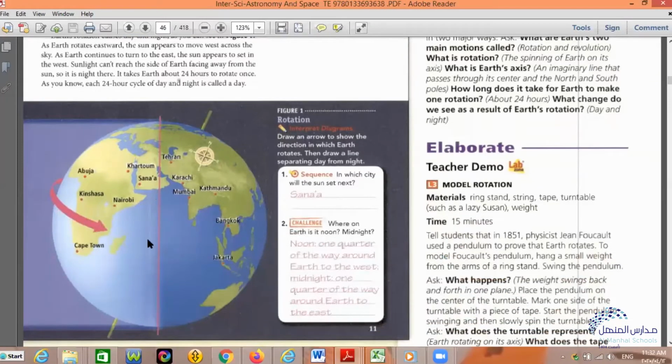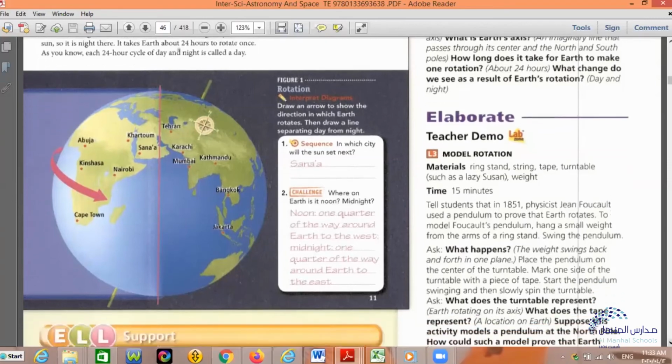And we can predict where the next sunset will be, and also which quarter of Earth we have on the way around Earth, which quarter has noon and which one has midnight. Based on the hemisphere, the one that faces the Sun has daylight. The hemisphere that is away from the Sun has night.